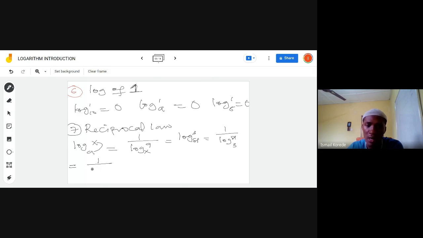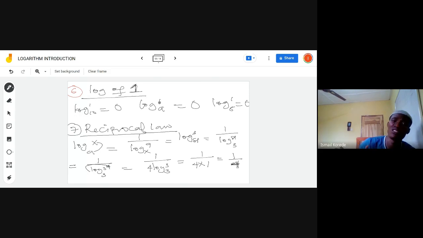So I have 1 over log, express 81 as its index form, that's 3 to the power of 4, and you still have base 3. So move 4 to this side. So I have 1 over 4, then log 3 base 3. Now, we all know that log of a number to its base is 1. So I have 1 over 4 times 1, because log 3 to base 3 is 1. So I have 1 over 4. Voila. So I have my answer as 1 over 4. So the reciprocal law is very, very important when you want to manipulate and you want to actually get in-depth knowledge. And there are times whereby you just need to always use the reciprocal law.